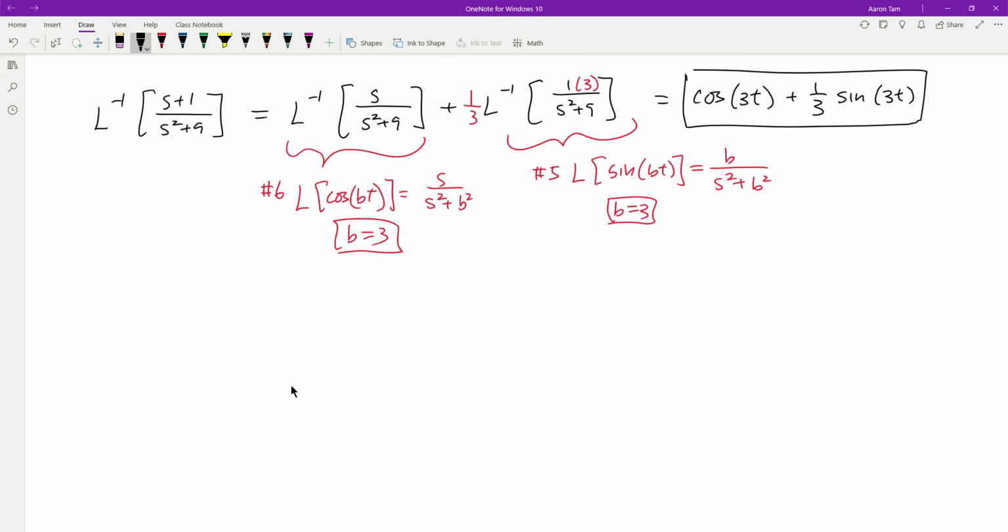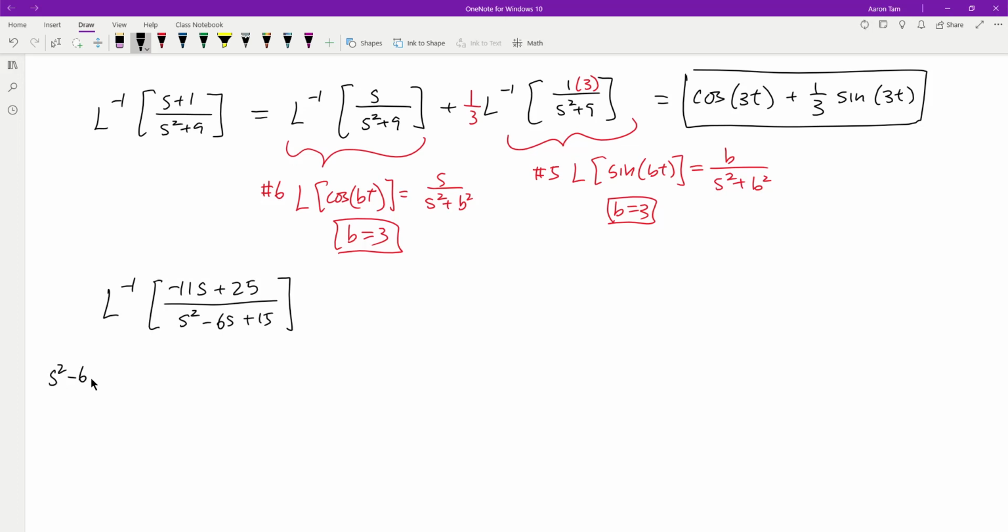Now let's do the second part. The second part is the inverse Laplace transform of negative 11s plus 25 over s squared minus 6s plus 15. If you were paying attention to my last video, I told you that whenever you have a trinomial, you have to complete the square to get it into the right form. So we're going to do that.